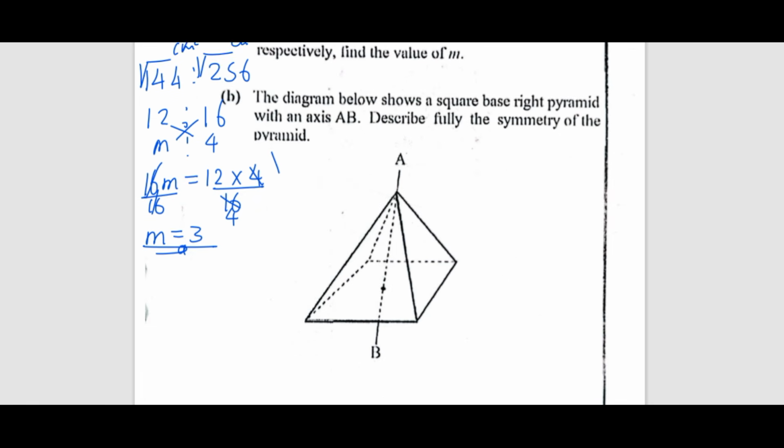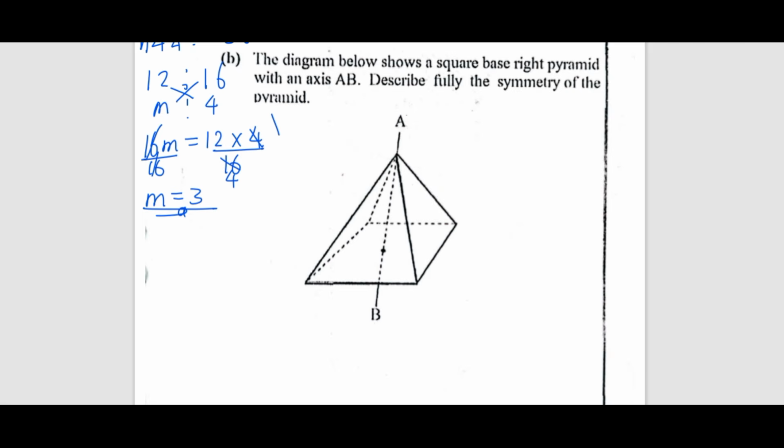Then we move on to question B. The diagram below shows a square base right pyramid with an axis AB. Describe fully the symmetry of the pyramid. So for the symmetry, we want to look at how many times we can turn this. The key point for this one is the square base. We know that a square is a polygon with 4 sides that are equal. So this side is equal to this side is equal to this side is equal to this side.